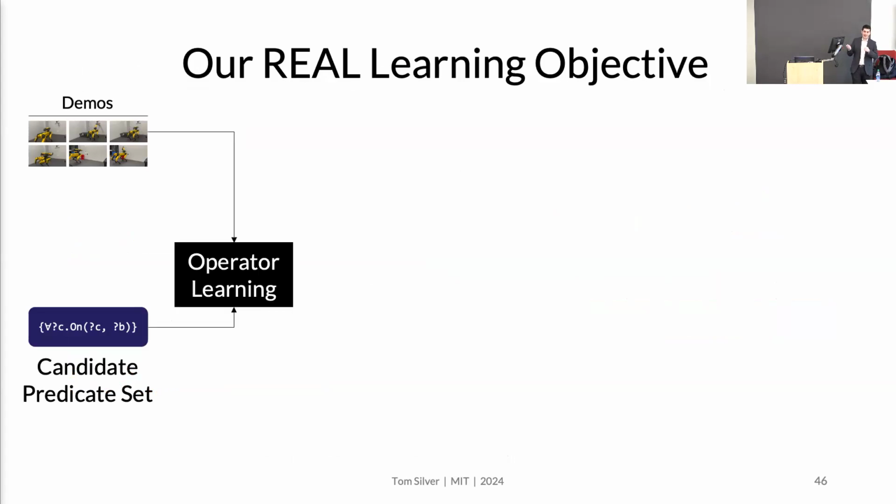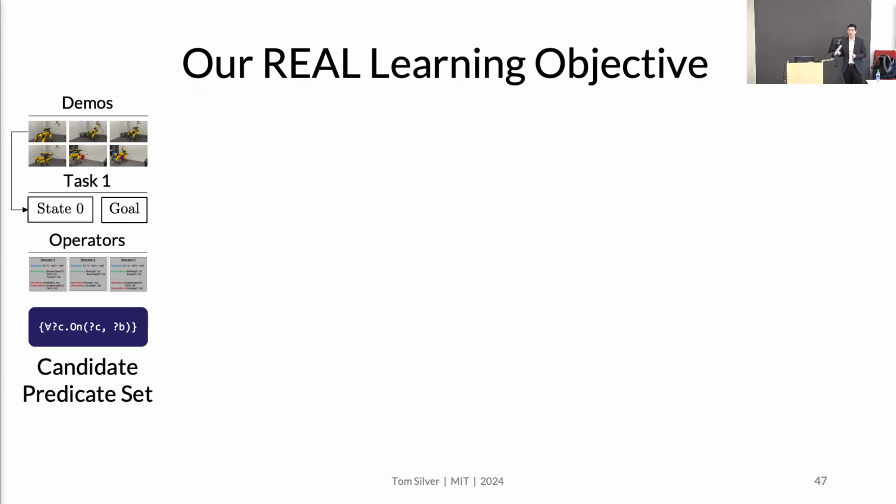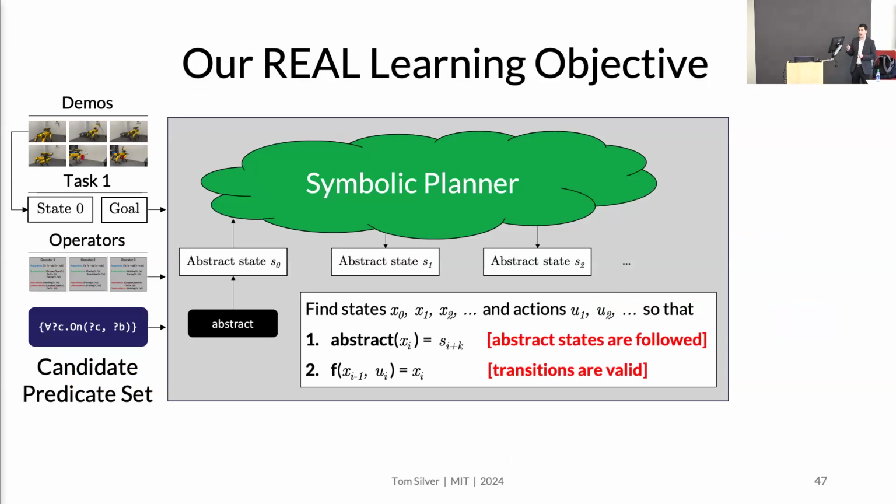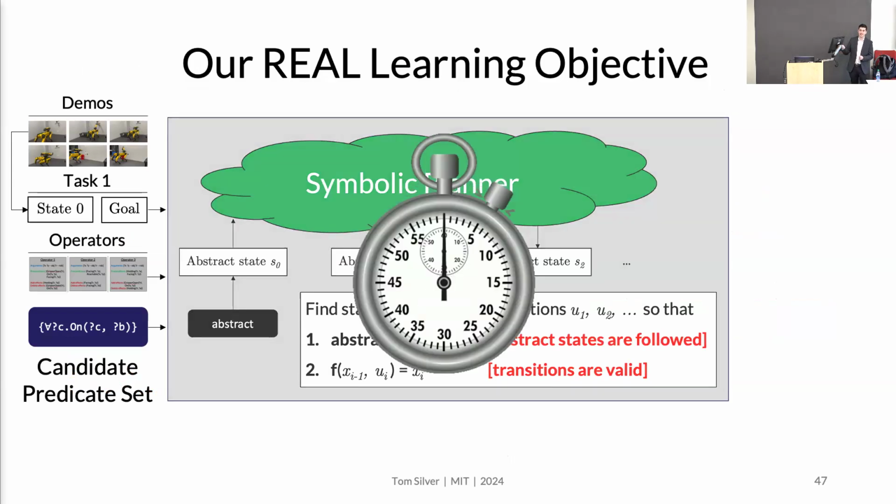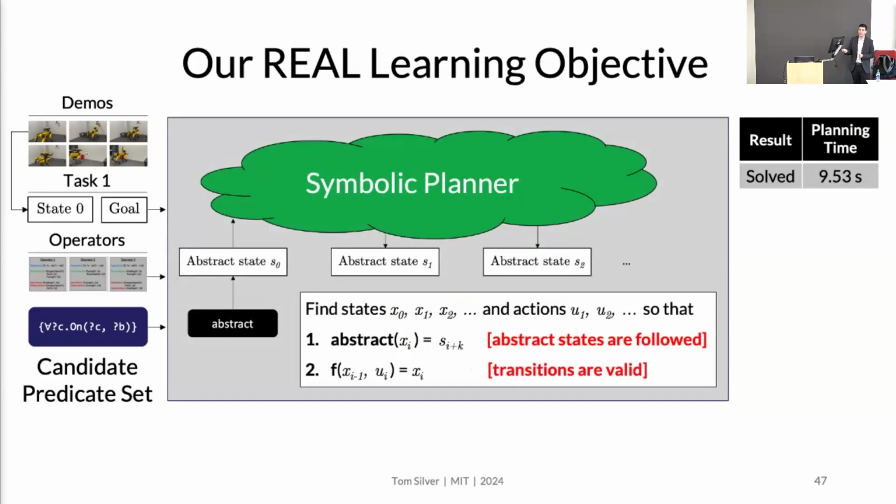What we would do ideally is we would take those demonstrations and the candidate predicate set, and run our operator learning technique to end up with operators that use those predicates. And then we would take a task that was demonstrated to us as being important, and run our entire bilevel planning system and record the amount of wall clock time taken. And then we would note down for this task whether it was finally solved, and how much time overall planning took.